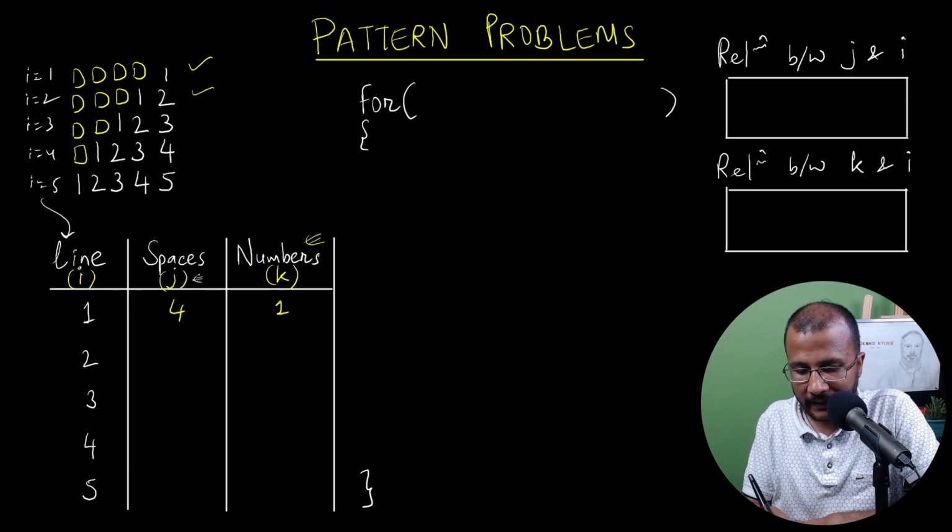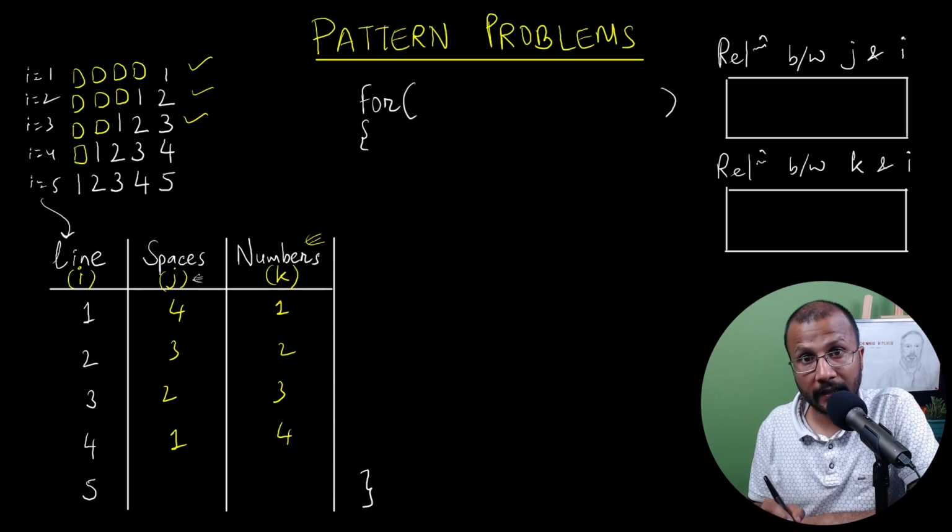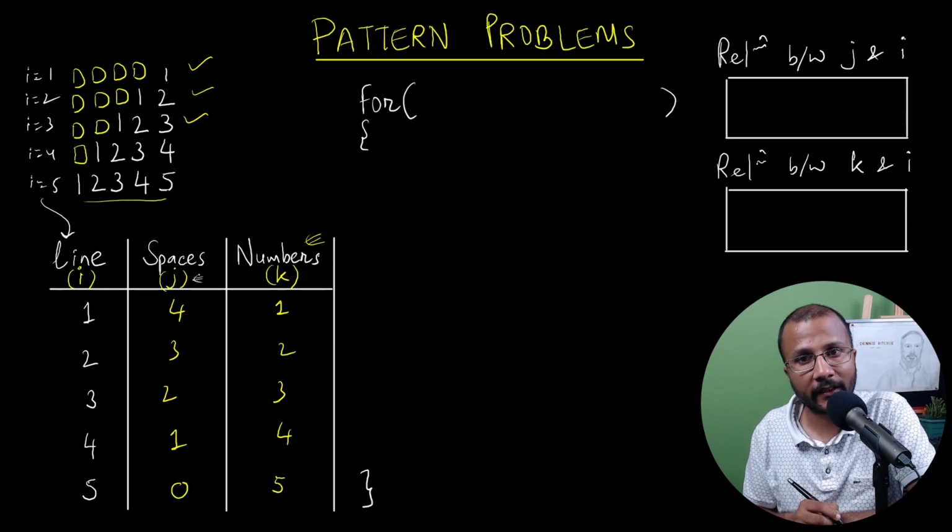In the second line, there are 3 spaces and 2 numbers to be displayed, that is 1 and 2. In the third line, I have 2 spaces and 3 numbers. In the fourth line, 1 space and 4 numbers. And in the fifth line, I have no spaces, so number of spaces are 0, and there are 5 numbers to be displayed, and those numbers are 1, 2, 3, 4 and 5.